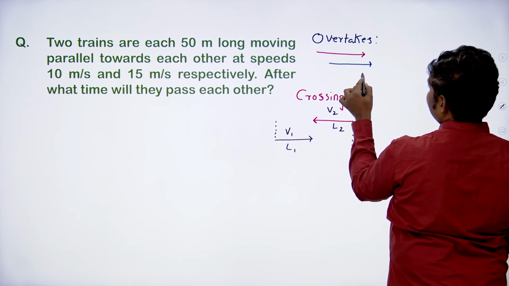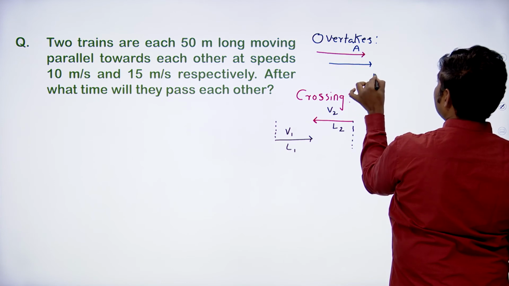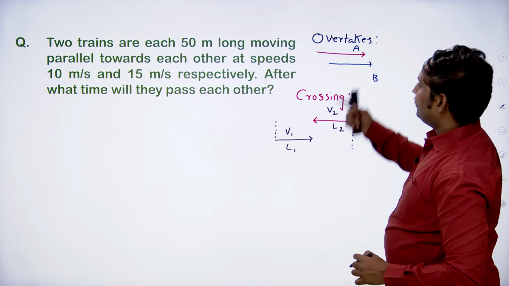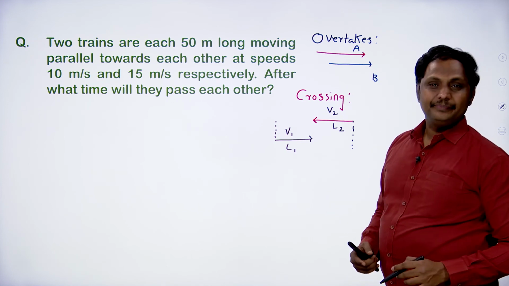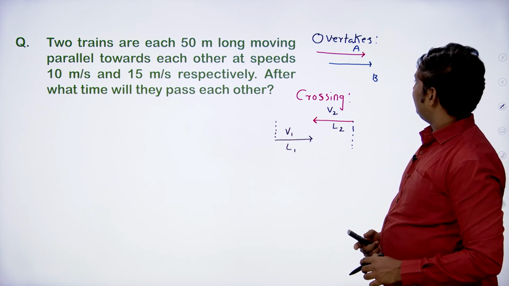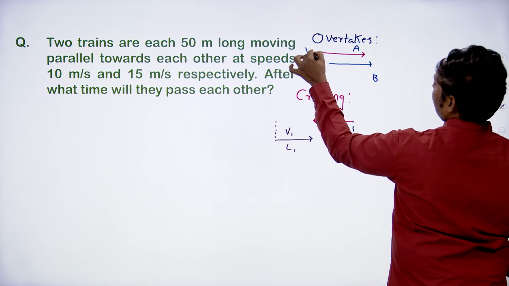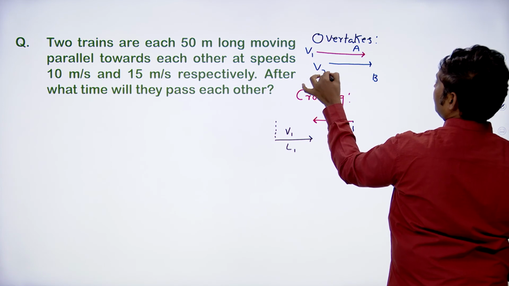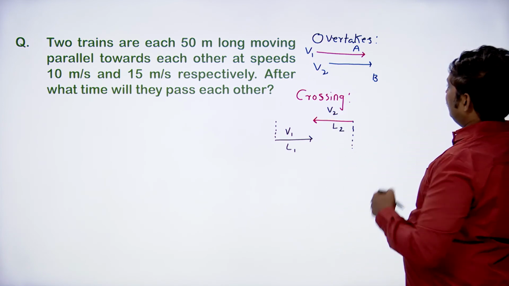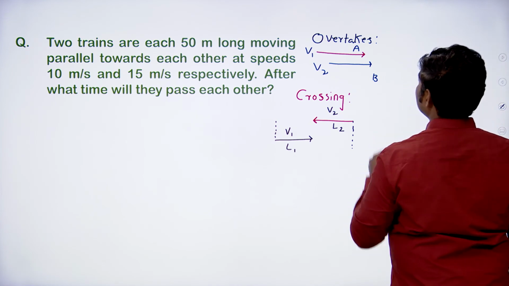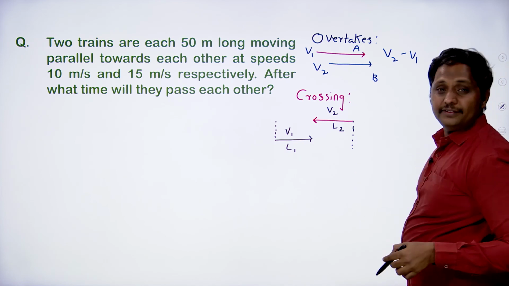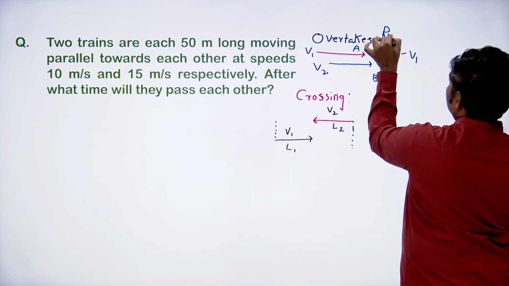Let us assume this is A and B, overtakes. So, they are having a speed which is different, right. In this case we have to consider V1, V2, V2 is greater than V1, all right. So, we would like to go for that V2 minus V1, difference of their speed, that is going to be the relative speed.